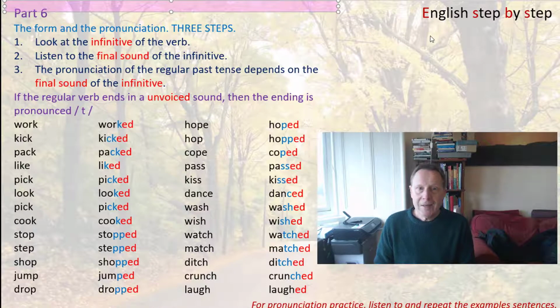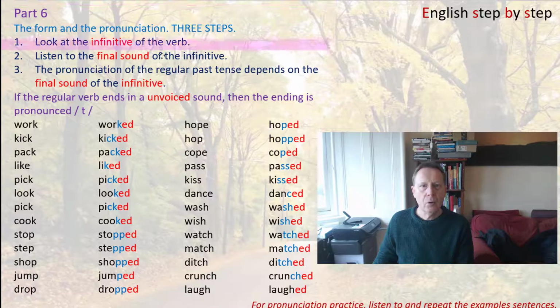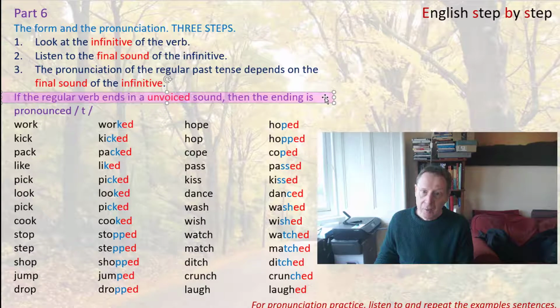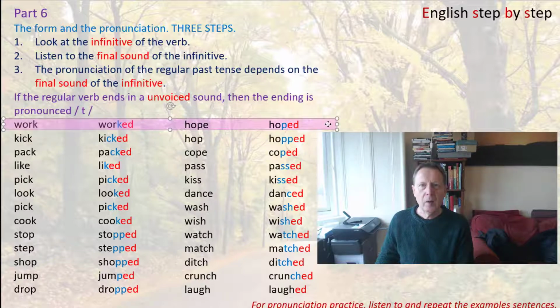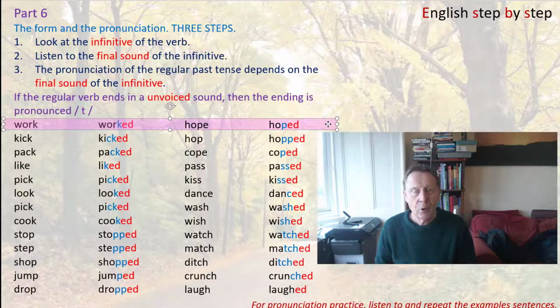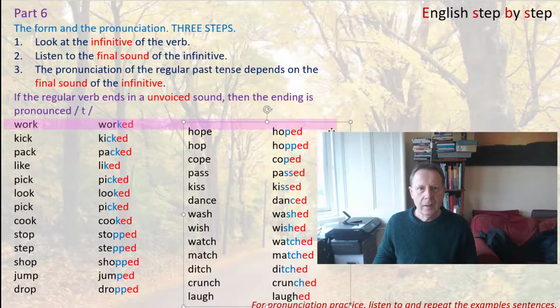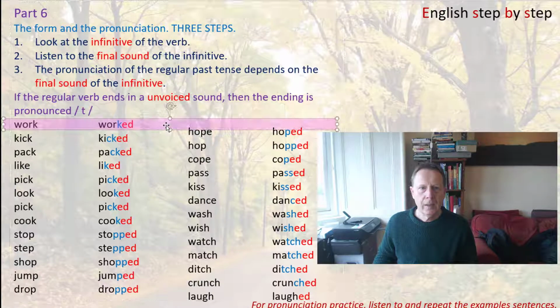So let's look at the next list. Now this is a different rule. This is the third rule about the pronunciation. If the regular verb ends in an unvoiced sound, then the ending is pronounced t. For example, work becomes worked. Now, some students make a mistake and say worked with an ed, but there's no ed because you don't pronounce the E. It's worked. And again, let's go through these.